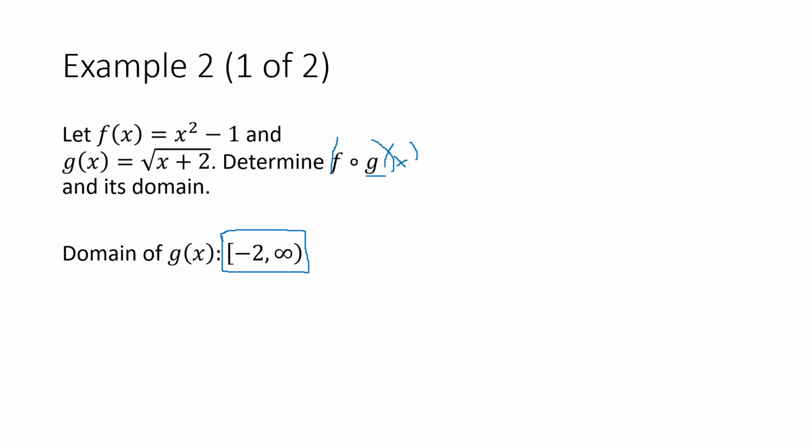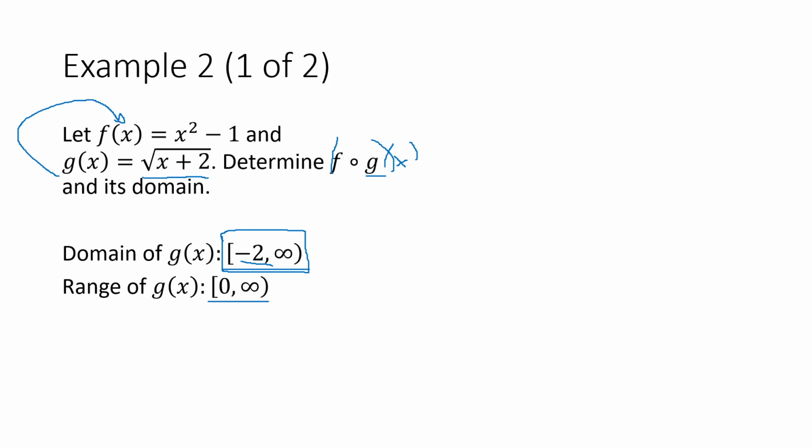So what we need to do is think about what outputs of g of x we are going to be putting into this f function. In other words, if we let x be between -2 and infinity, what is the range of g of x? We know it's 0 to infinity, because if we plug in -2, our lower endpoint, we get the square root of 0, which is 0. Plugging in a number larger than that will yield a positive number. So the range of g of x starts at 0 and goes up to infinity.